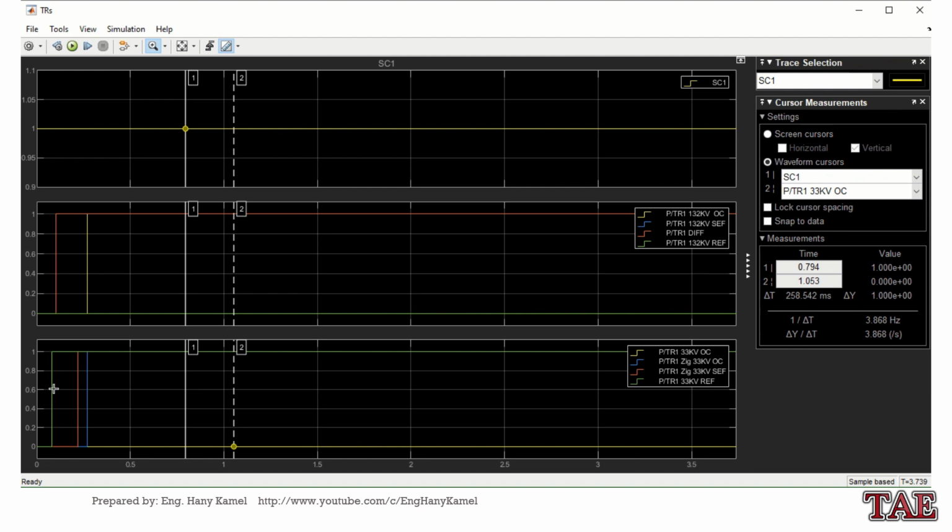We can see restricted earth fault 33, then differential of the transformer if restricted failed, then sensitive earth fault, then overcurrent 132, and overcurrent in 33 of zigzag.